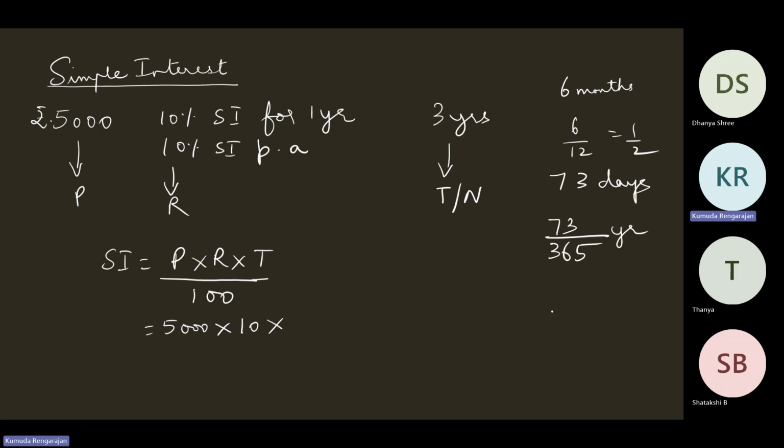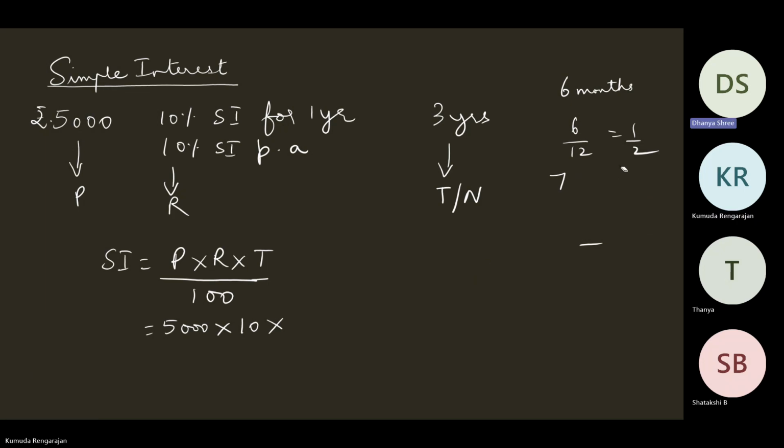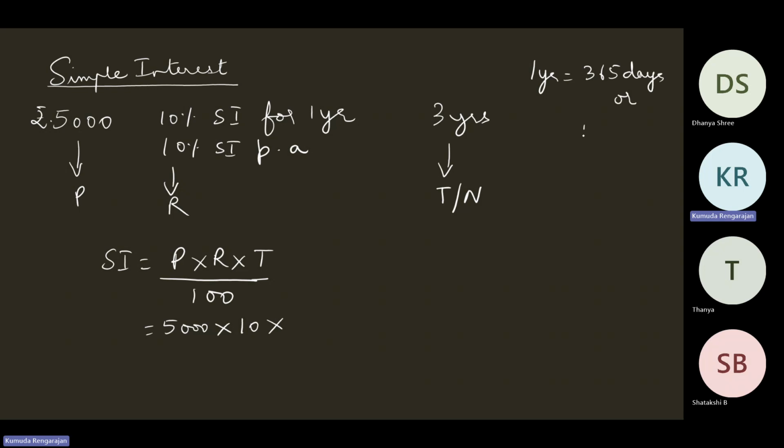Time should always be substituted in years. If it's given in months, divide by 12. If it's given in days, divide by 365. If it's given in weeks, then divide by 52. Divide by 52 because 1 year equals 365 days or 12 months or 52 weeks.